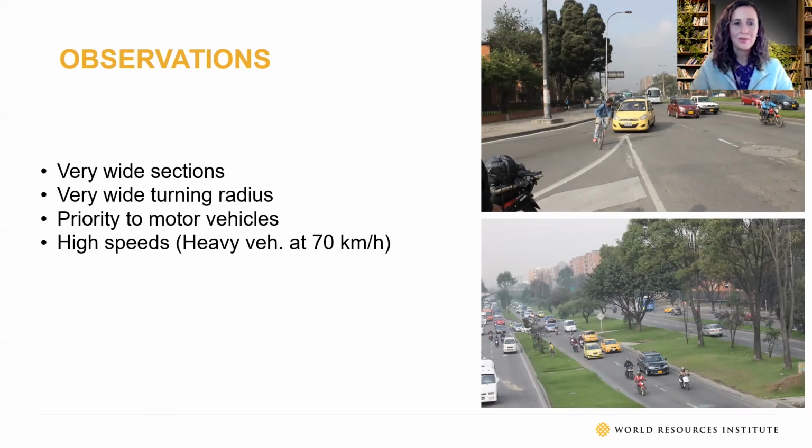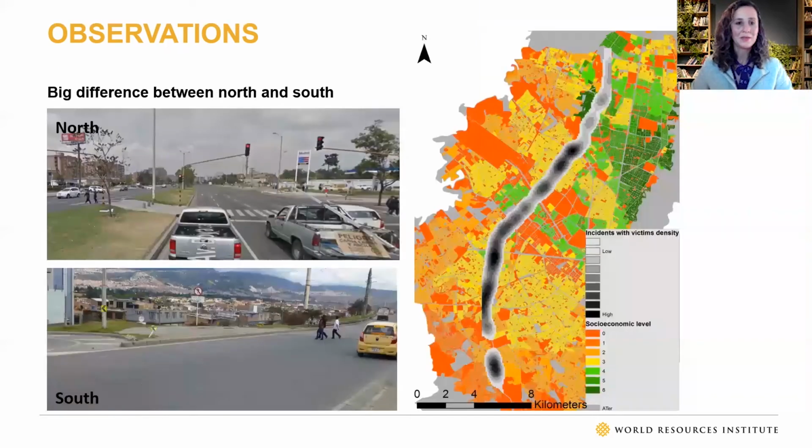We also observe here high speeds. There was an interesting observation, the difference between the north of this avenue and the south. In the north, which is wealthier, we found that there were pedestrian crossings and signalized intersections. In the south, which is a lot poorer, there was no option for crossing that street safely.